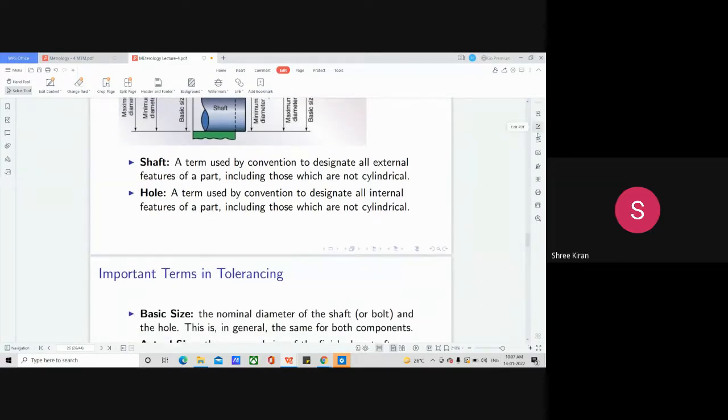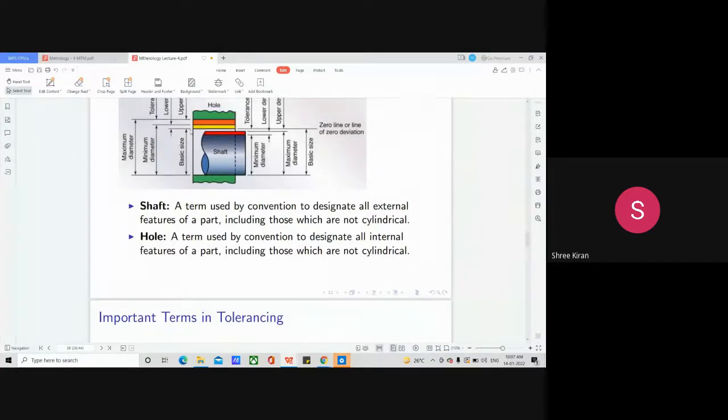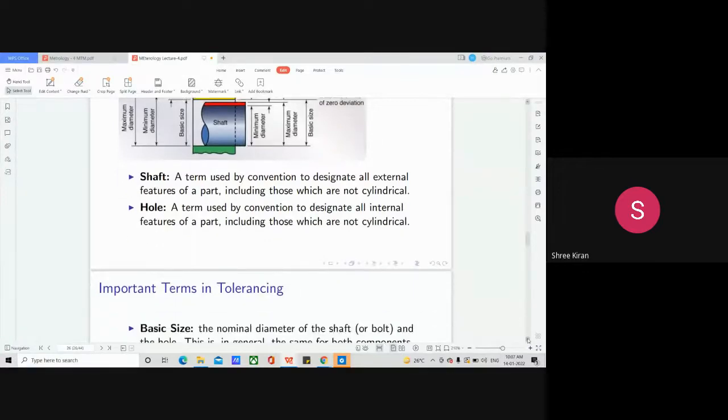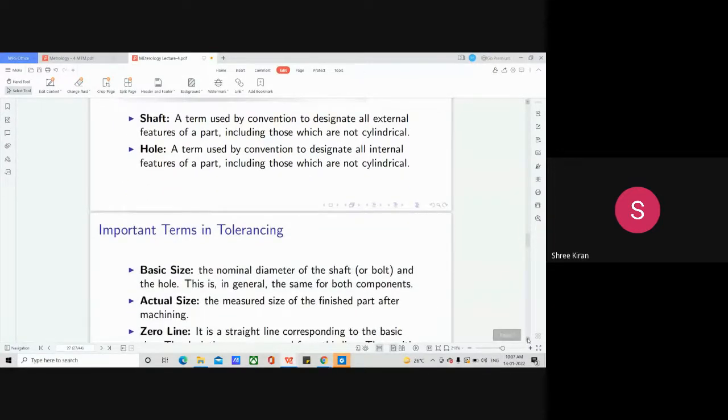In the case of the basic size, it is the nominal diameter of the shaft or bolt. This is the basic size, where we have the nominal diameter of the shaft or bolt and the hole. But this is in general the same for both the components.